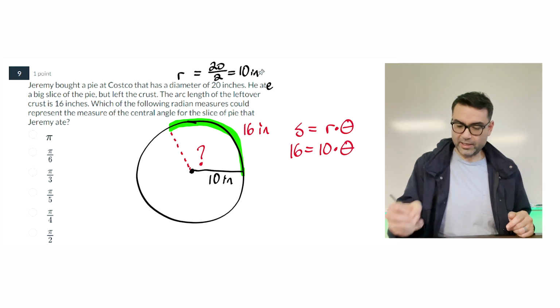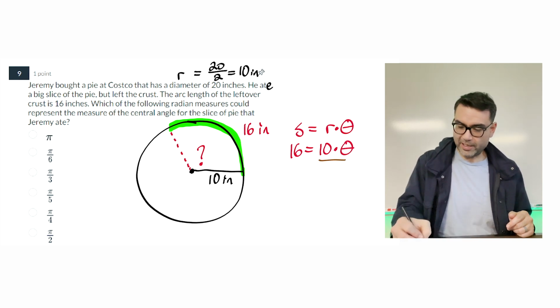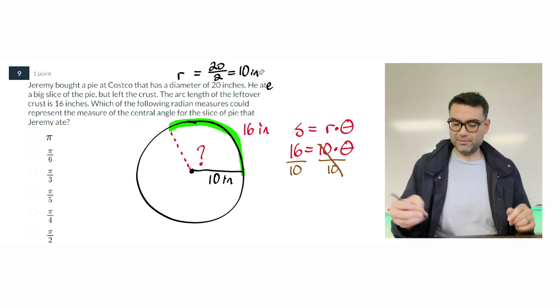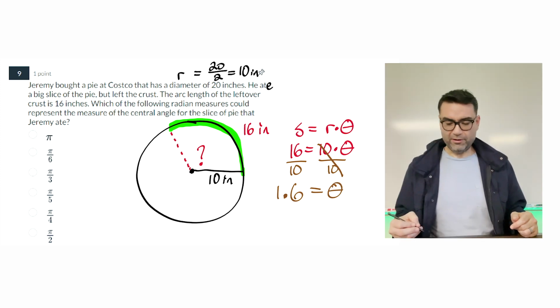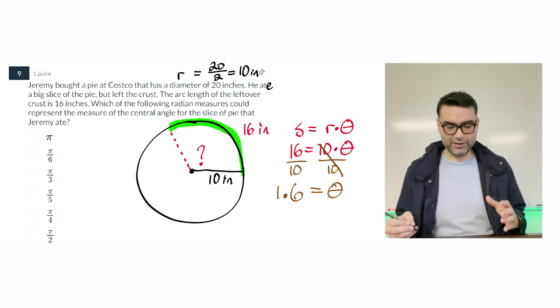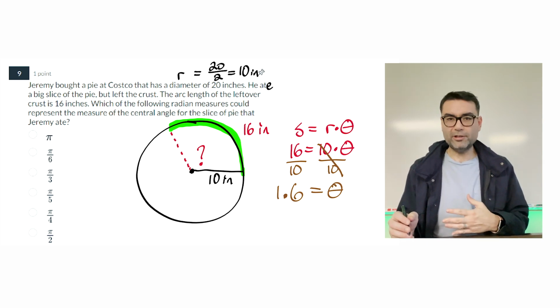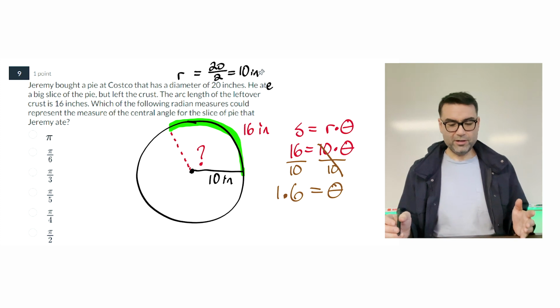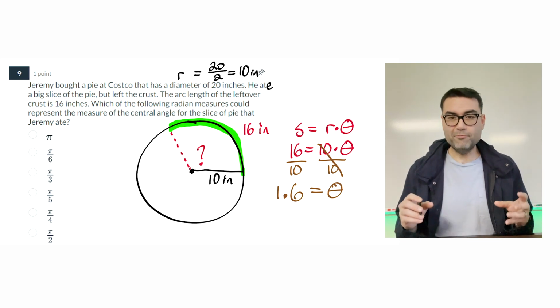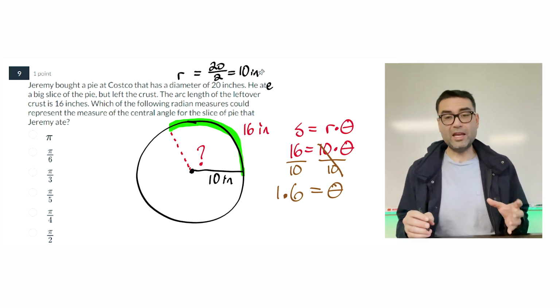And there's theta. And we just divide both sides by 10. Actually, not reduce, we'll just get a decimal. It's about 1.6, equals theta. Now, if you look at the answer choices, you might be thinking, I don't understand why the answer choices have pi in them, and in our work on the side here, we don't have pi, we just have 1.6. Well, you're just trying to figure out which radian measure could be this theta that we just found.